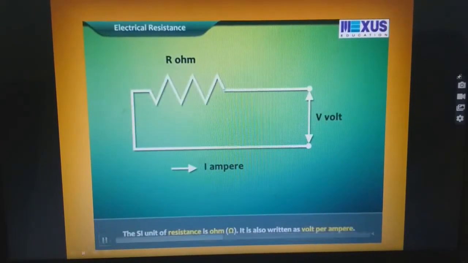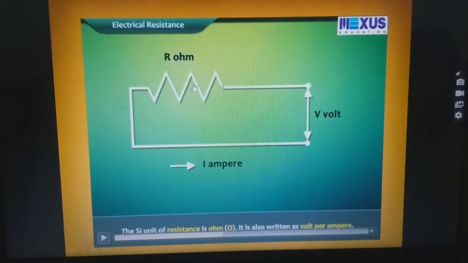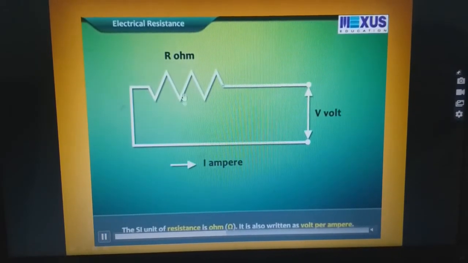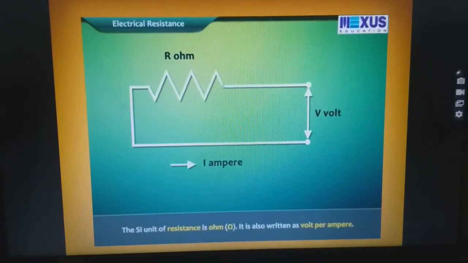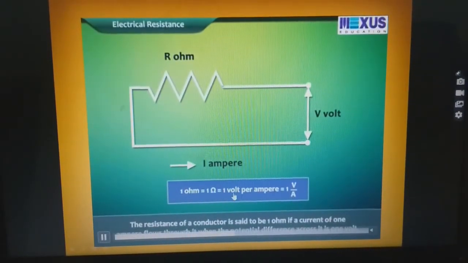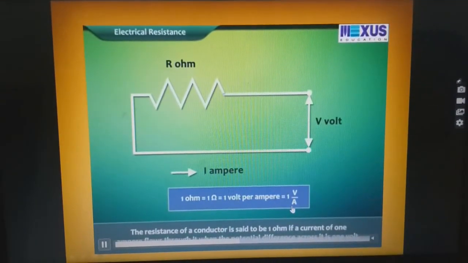So in this circuit, we notice that whenever we insert in the circuit this R, that is a resistance, and current I is passing and V is the voltage, then we come to this electric circuit, and in this case R is measured in ohms because the unit of electrical resistance is ohm, and it is written as volt per ampere. Okay, 1 ohm is equal to 1 volt over 1 ampere. This is the way we define 1 ohm.